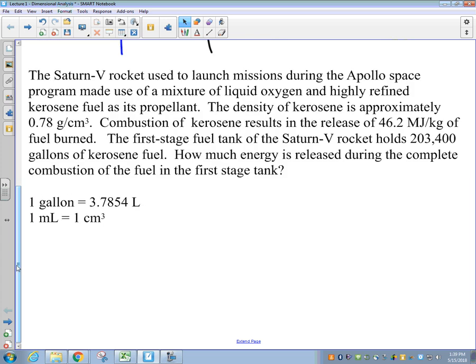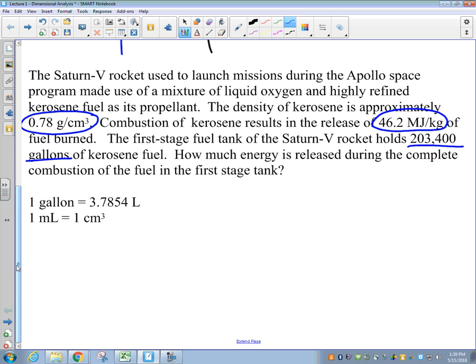The Saturn V rocket used to launch missions during the Apollo space program made use of a mixture of liquid oxygen and highly refined kerosene fuel as its propellant. The density of kerosene is approximately 0.78 grams per cubic centimeter. The combustion of kerosene results in the release of 46.2 megajoules per kilogram of fuel burned. The first stage fuel tank of the Saturn V rocket holds 203,400 gallons of kerosene fuel. How much energy is released during the complete combustion of the fuel in the first stage tank?